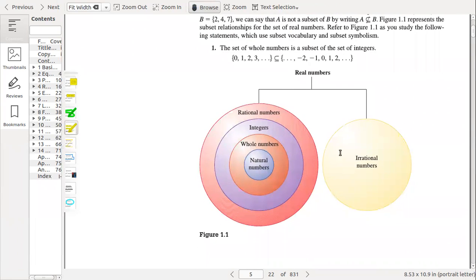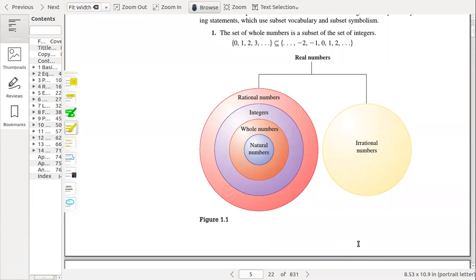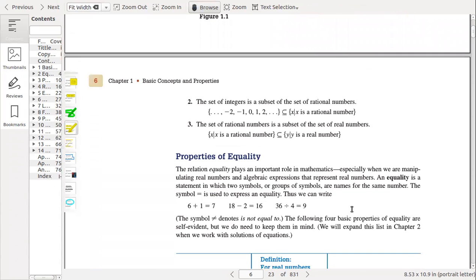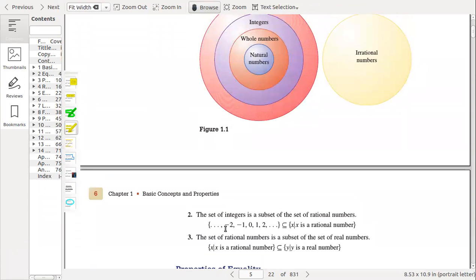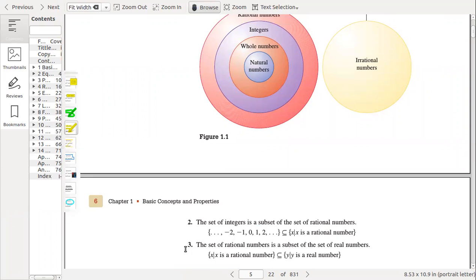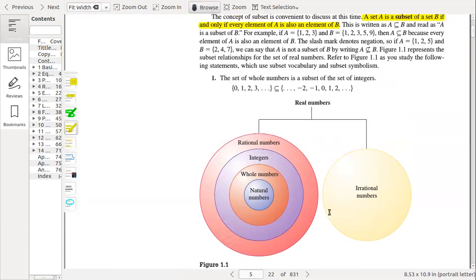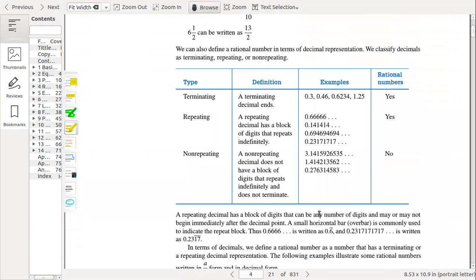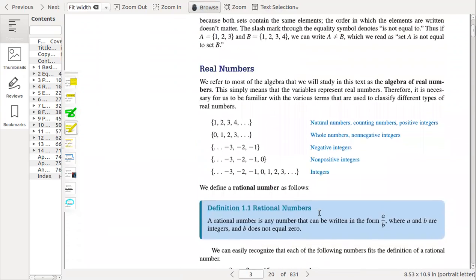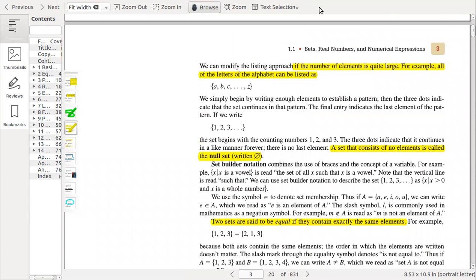For example, real numbers include two main kinds of numbers, rational and irrational. In rational numbers, there are integers, then whole numbers, then natural numbers. So natural numbers, whole numbers, integers, rational and irrational numbers are all part of the real numbers. So the set of integers is a subset of the set of rational numbers. The set of rational numbers is a subset of the set of real numbers. So it's not difficult to understand what the set of rational numbers is, and what the set of integers, whole numbers and natural numbers is. It's not a difficult task to understand.